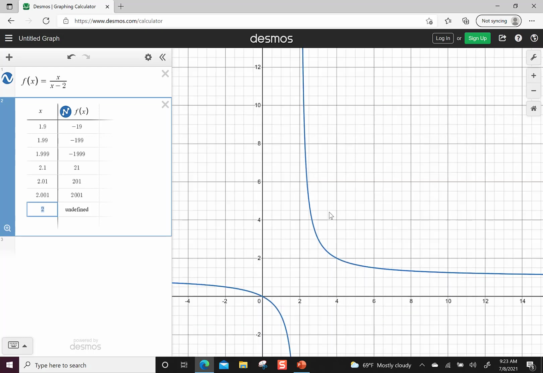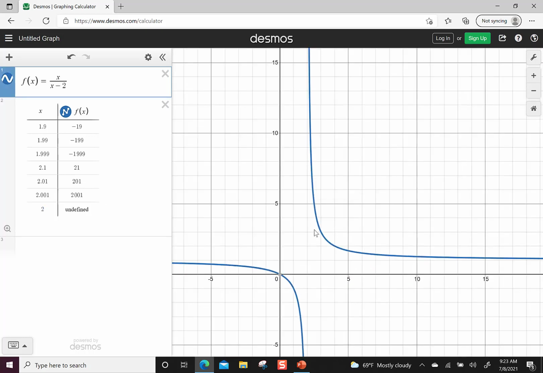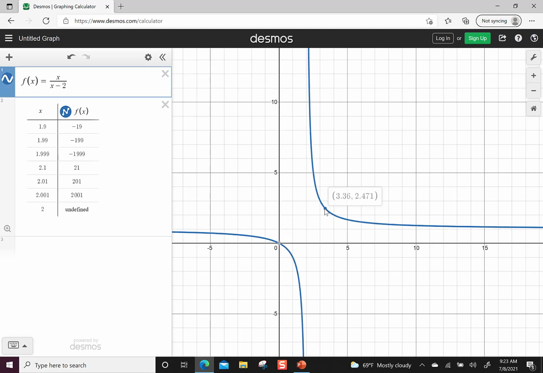We could go over to the graph and look here. You could kind of follow along that as I get closer to 2, my numbers go up, up, up, up, up. And if I go closer to 2 from the negative side, the numbers get smaller, smaller, smaller.